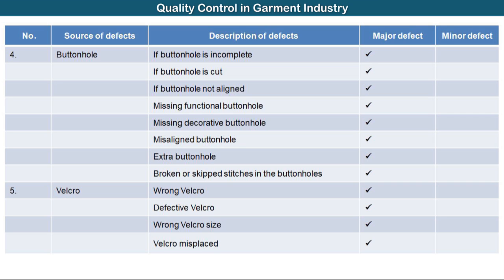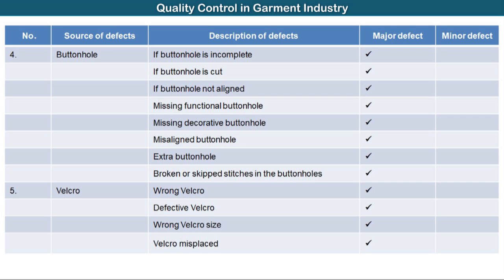Misaligned buttonhole: if the buttonhole is not aligned in zone A, this is called major. In zone B, it comes under minor. Extra buttonhole: if an extra buttonhole is required, in this case extra buttonhole comes under major. Broken or skipped stitch in the buttonhole comes under the major category.